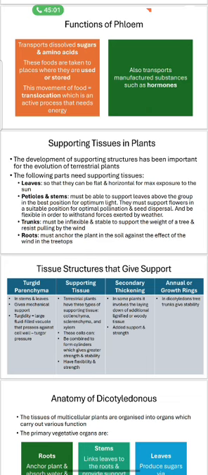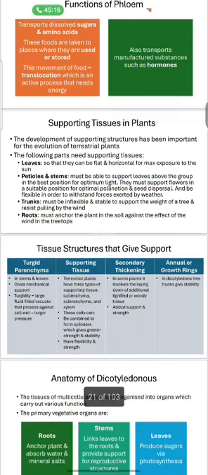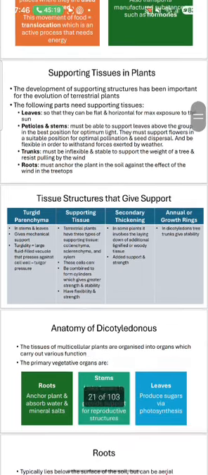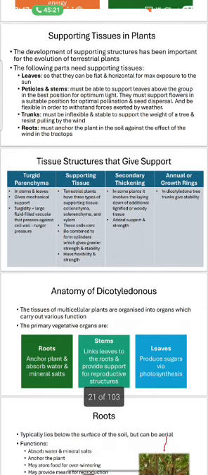Secondary thickening. In some plants, it involves the laying down of additional lignified tissue, adding support and strength, and annual or growth rings. In dicotyledons, tree trunks give stability. And that's the tissue structures that give support.